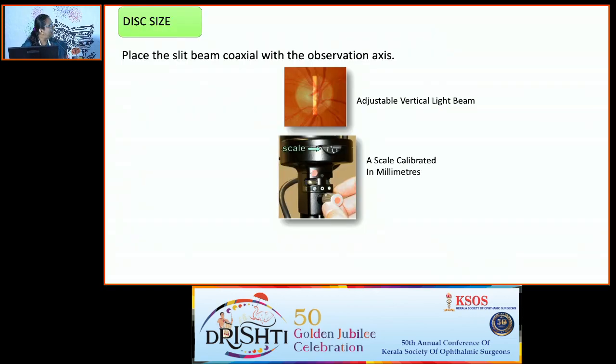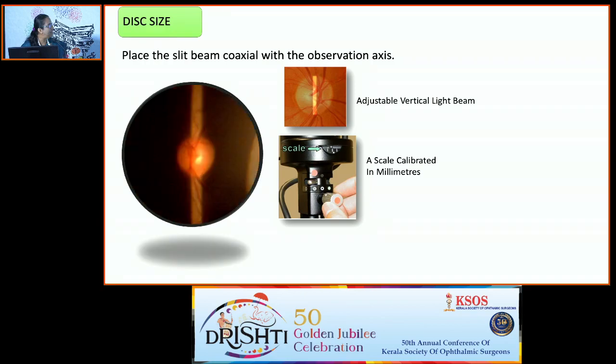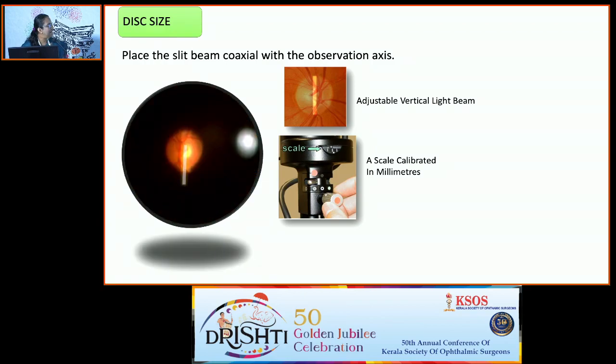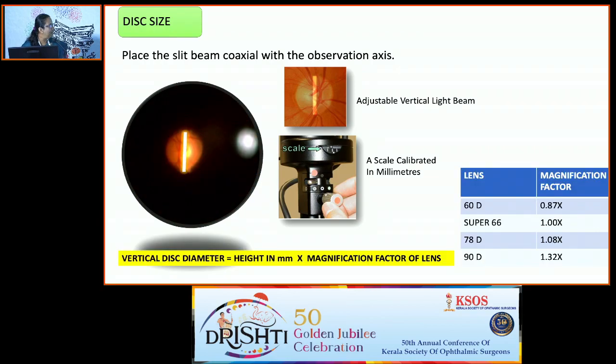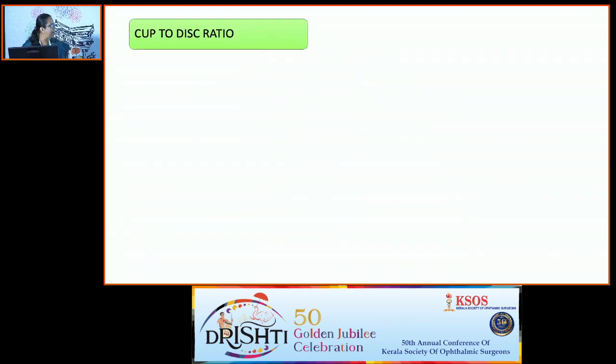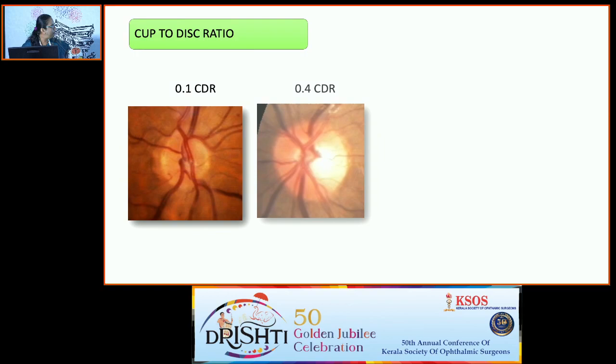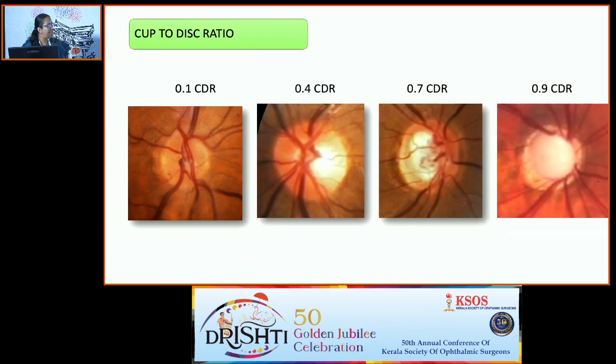Now, disc size: you place a slit lamp coaxial with the observation, and using a vertical beam in a scale calibrated in meter, you measure the disc diameter, and you should also consider the magnification factors of the lenses. 66D is 1 and the closest to it is 78D. Cup disc ratio: 0.1 CDR, 0.4, 0.7, 0.8.